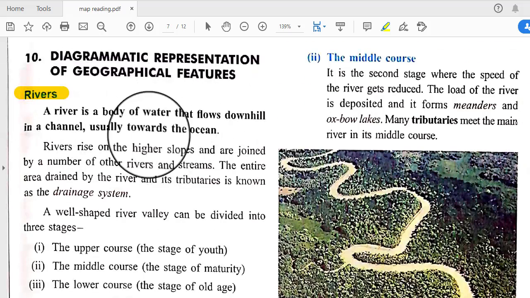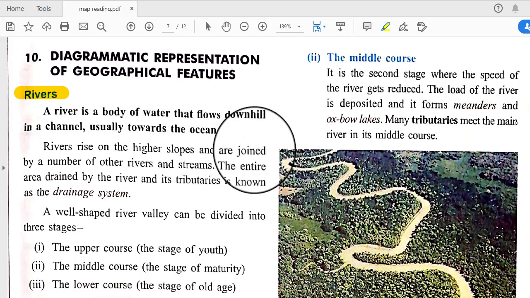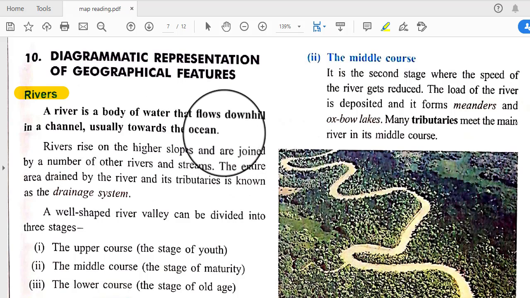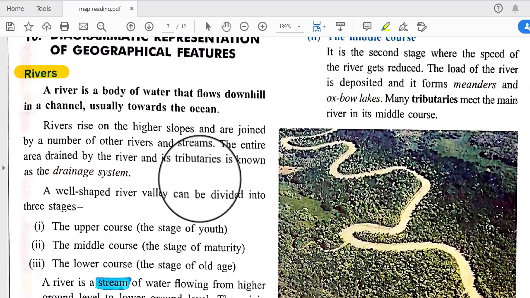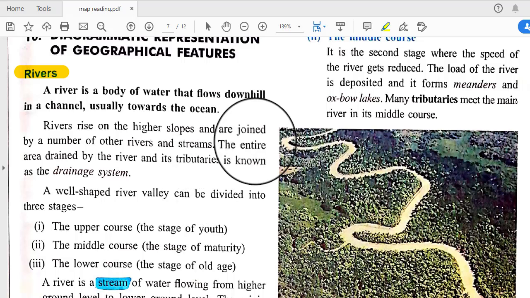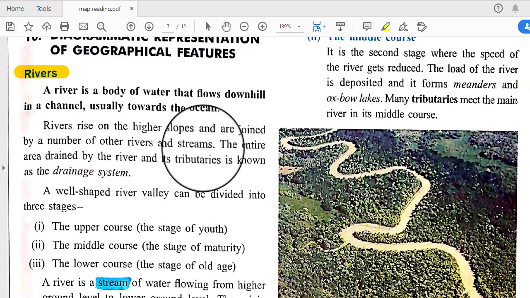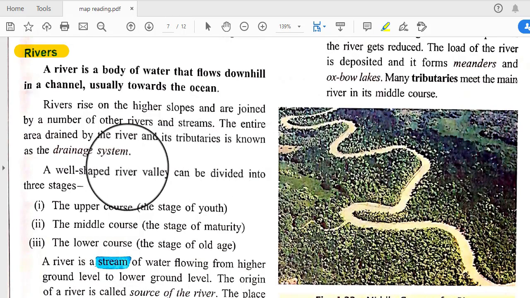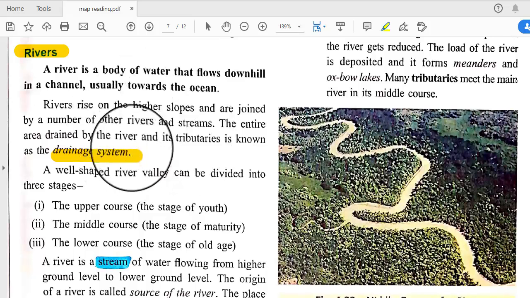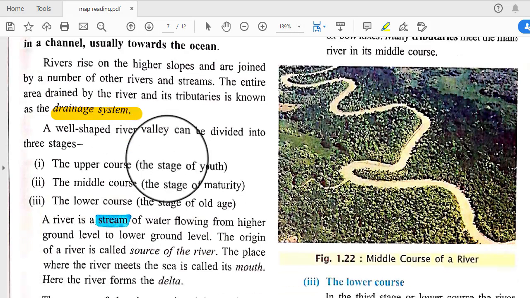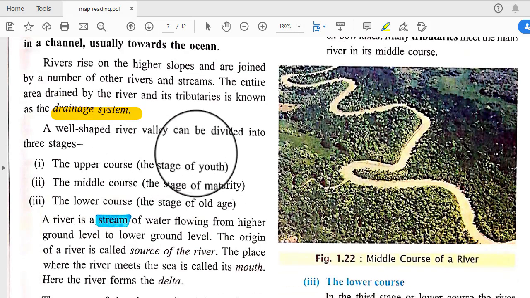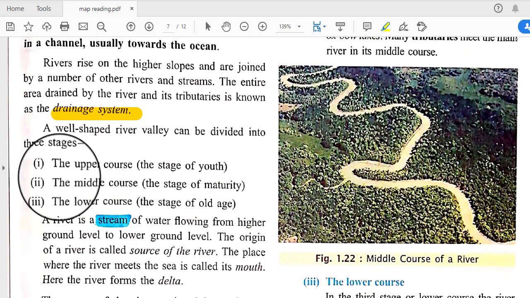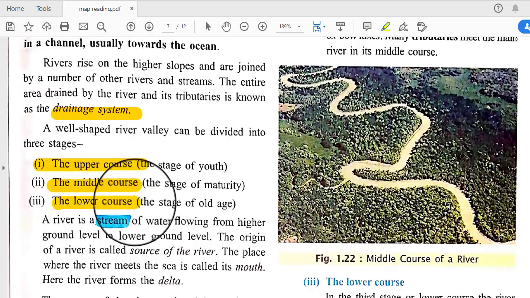A river is a body of water that flows downhill in a channel, usually towards the ocean. Rivers rise on the higher slopes and are joined by a number of other rivers and streams. The entire area drained by the river and its tributaries is known as a drainage system. A well-shaped river valley can be divided into three stages: upper course, middle course and lower course.